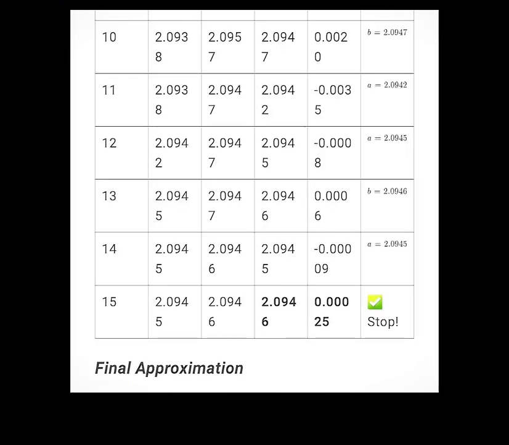Let us see S9. I have 2.095 as well. On the 10th approximation, I have 2.0947. Then the 11th, 12th, 13th, 14th and 15th approximations. You can see that it ended at the addition where I now get 2.0946 and 0.0025, which is close to 0. On the 14th approximation I have minus 0.00, on 13 I have 0.00 as well. But on 15 my answer is 0.0025.